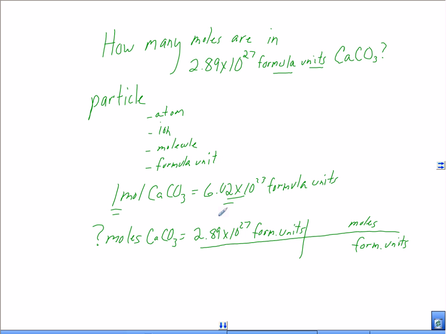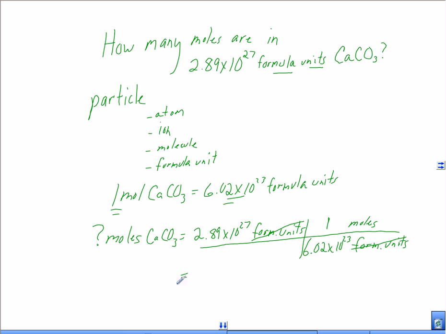And here's the conversion factor that I would use. In 1 mole of calcium carbonate, there exist 6.02 times 10 to the 23rd formula units. Formula units are going to cancel. Moles is the unit I'm left with, and moles is the unit that I want to find. So I'm done with brackets, I'm done with converting.